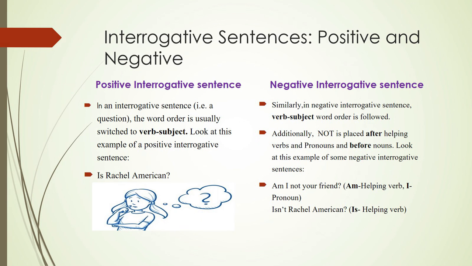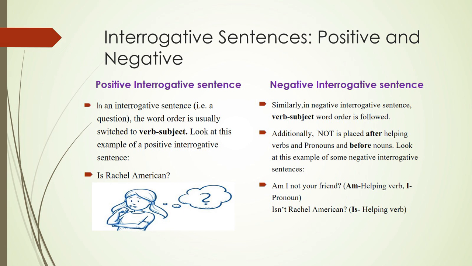Coming to positive interrogative sentences, its word order is verb subject, unlike the declarative sentence, which is subject verb. In an interrogative sentence, the verb always comes first. For example, is Rachel American? Here, is forms the helping verb and Rachel is the subject.